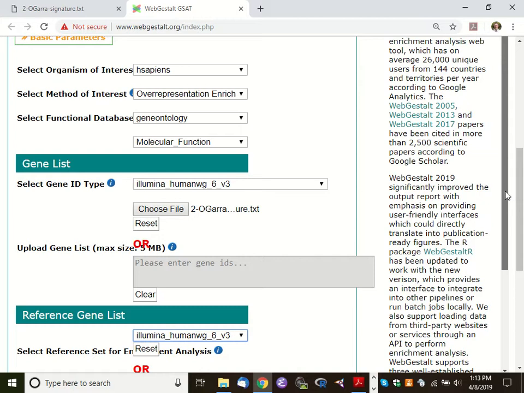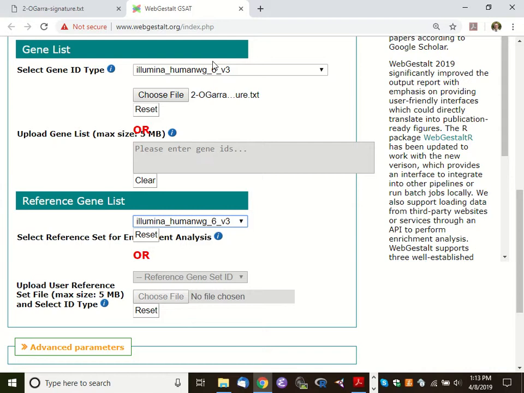Okay, so in effect, we've provided it a way to translate this assay into gene symbols. That's what this Illumina Human WG6 version 3 is. And then this one down here specifies that these differences should be considered against the whole genome, in effect. You could provide another list to say these are all the genes we detected and specify that the other set are just the differences. But in this case, we're going to simply say we sampled the whole genome, so we're using the whole genome as our expectation of which ones we saw. So this and this, the gene ID type and the reference set, are actually playing different roles here.